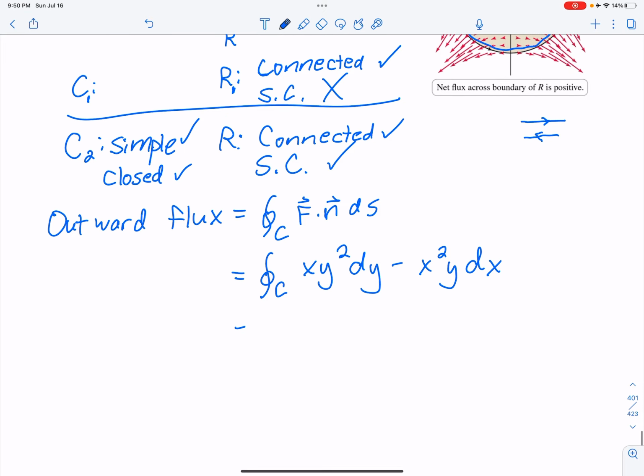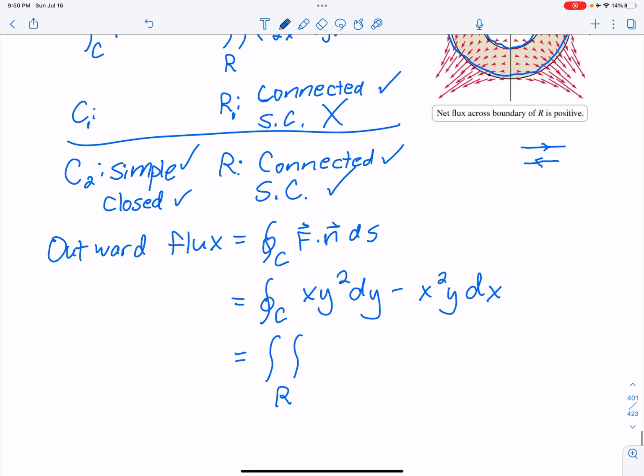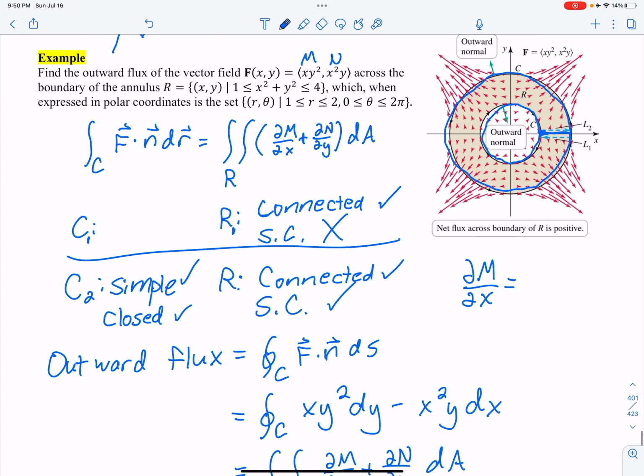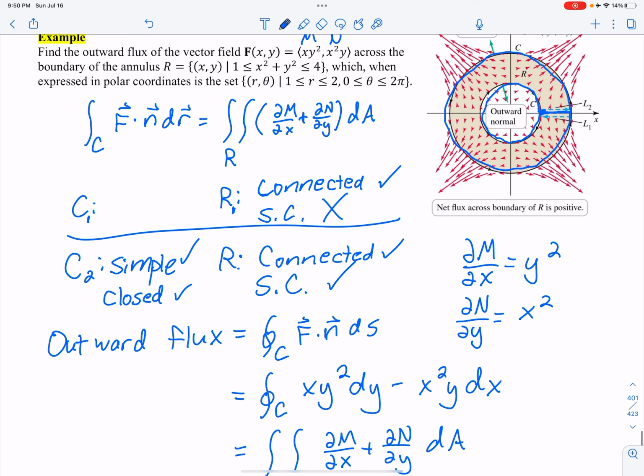And we know we can now use Green's theorem here and do it over a region R. It's going to be the double integral of dM/dx plus dN/dy dA. So we need those two partials. The partial of M with respect to x: if I look up here, M was xy squared, so that is just y squared. The partial of N with respect to y: that is x squared y, so the y just goes away and I get an x squared.